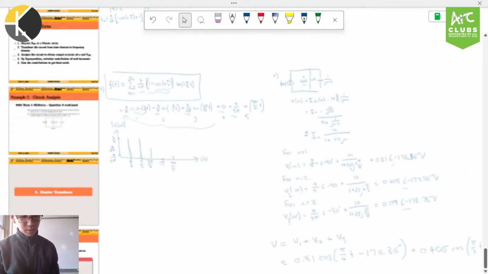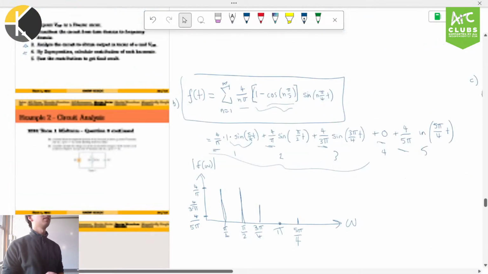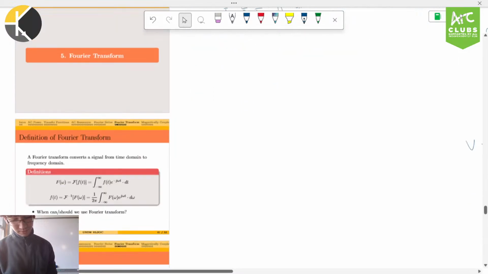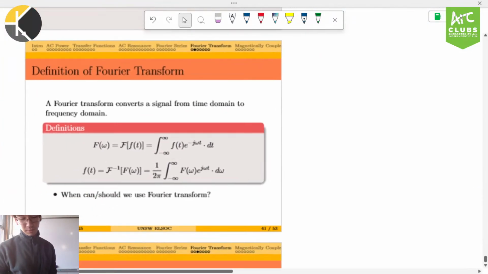Cool, so that wraps up the Fourier series section. Did anyone have any questions about those calculations that I did? That made sense? Cool. Moving on to the Fourier transform.